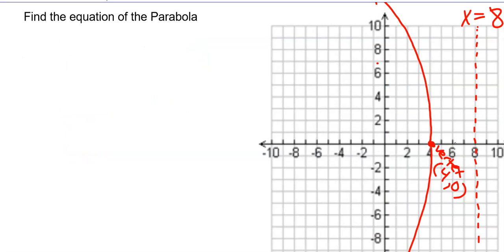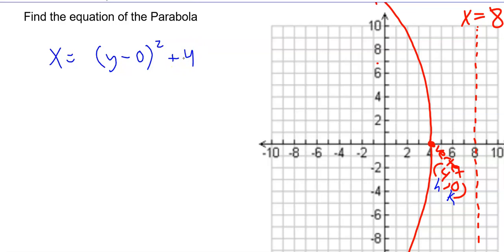And one more. So this is definitely an x equals. I don't know what a is yet, so I'm going to leave it blank for a. It's going to be y minus k. Let's see, this is my k and this is my h. So y minus 0, I'm just going to write it in there. We'll simplify that in a second. Plus h, which is 4.